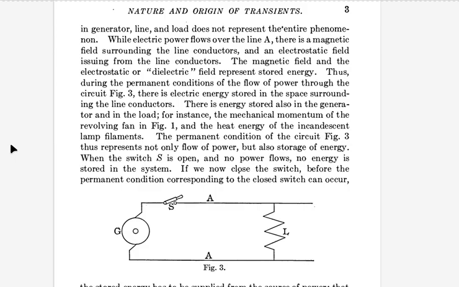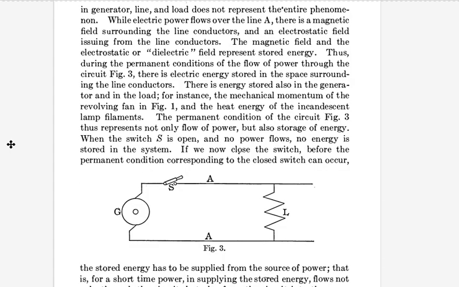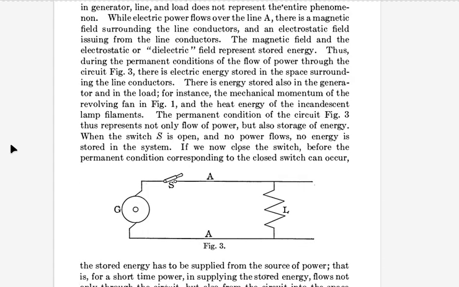While electric power flows over the line A, there is a magnetic field surrounding the line conductors, and an electrostatic field issuing from the line conductors. The magnetic field and the electrostatic or dielectric field represent stored energy. Thus, during the permanent conditions of the flow of power through the circuit Figure 3, there is electric energy stored in the space surrounding the line conductors. There is energy stored also in the generator and in the load. For instance, the mechanical momentum of the revolving fan in Figure 1, and the heat energy of the incandescent lamp filaments.